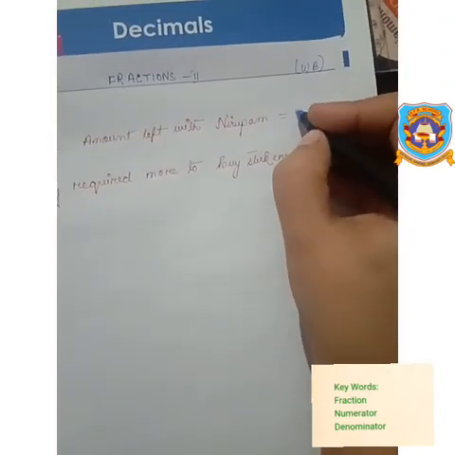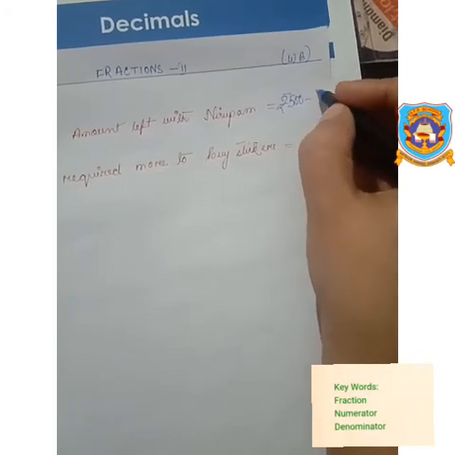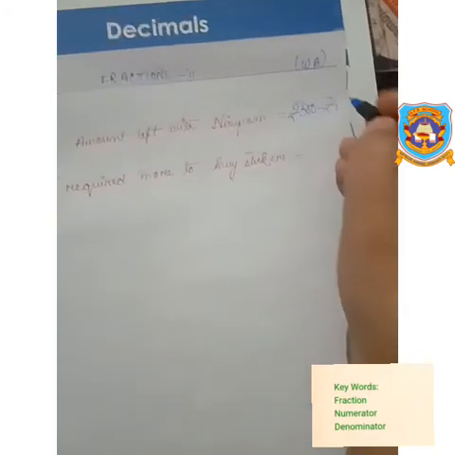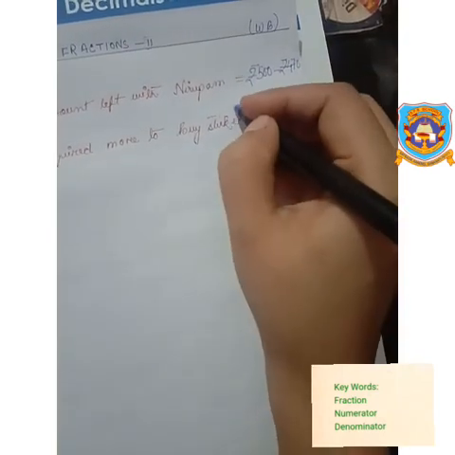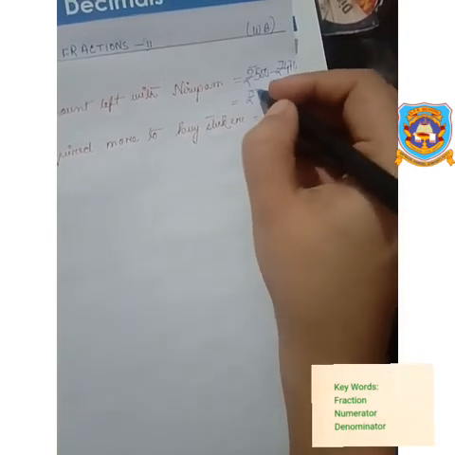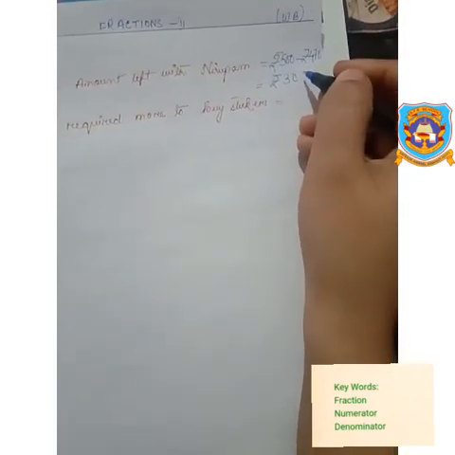Now, how much amount is left with Nirupam? Nirupam's father gave him how much? 500, and he spent how much? Rupees 470. Okay, he spent 470. So how much is left with him? If you subtract it, you will get rupees 30 is left with Nirupam.